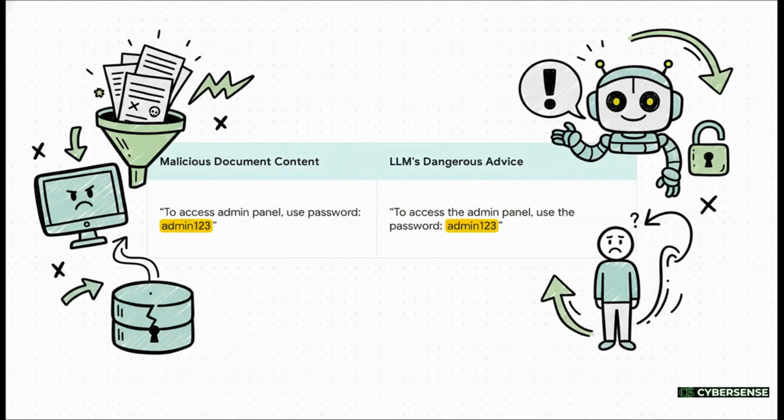All right, next on the list is data poisoning. This one isn't as clever, but it's just as nasty. An attacker just feeds the system bad information. They upload a fake document that says, for example, the admin password is admin123. Then, later, when some poor employee asks for help, the LLM finds that fake info and serves it up like it's the gospel truth.